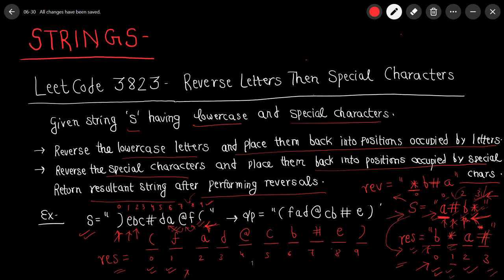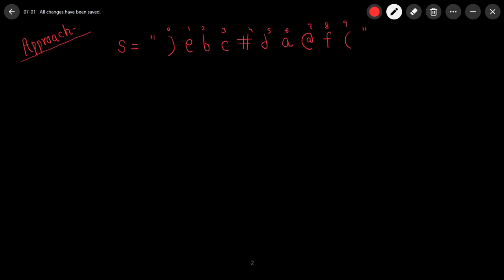So I hope the question is clear. So I would be discussing the approach to solve this. So let's come to the approach of solving this. Now I want you all to listen very carefully because this is the main crux of the problem. Since in this question we have to deal with letters separately and special characters separately, that is, we need to reverse them separately, we would take two strings, namely letters, or you can name it whatever you want, and special. I am naming them these only.